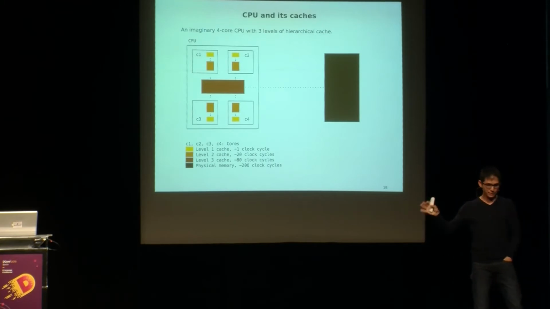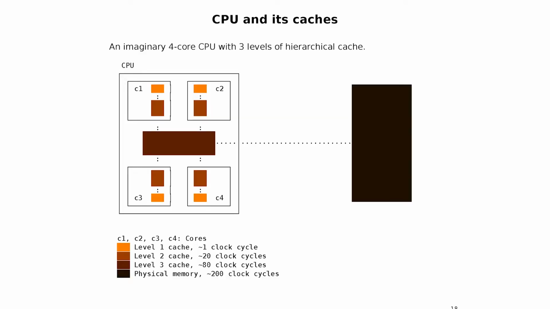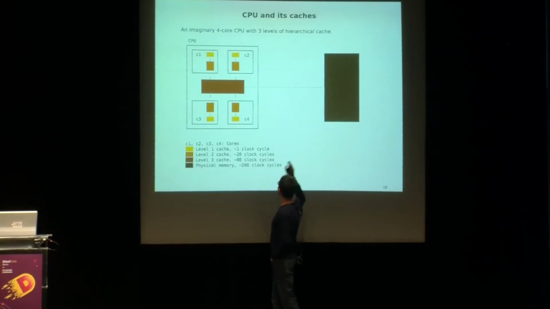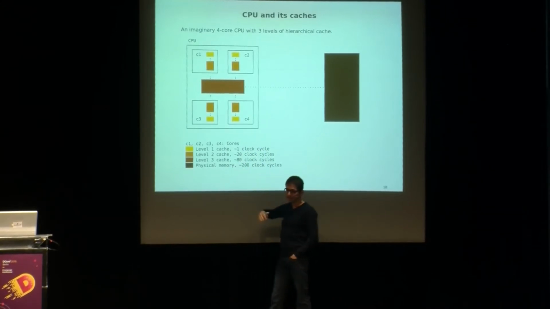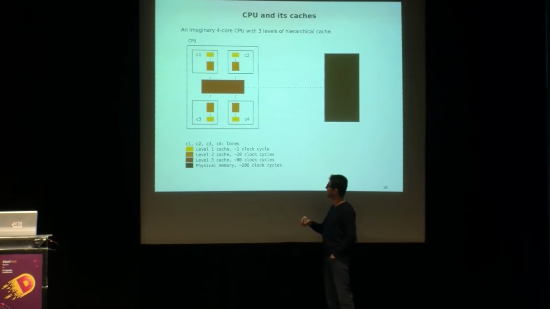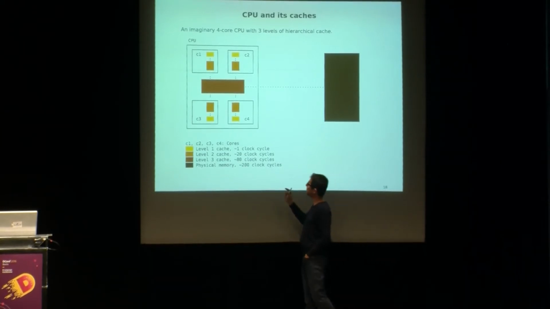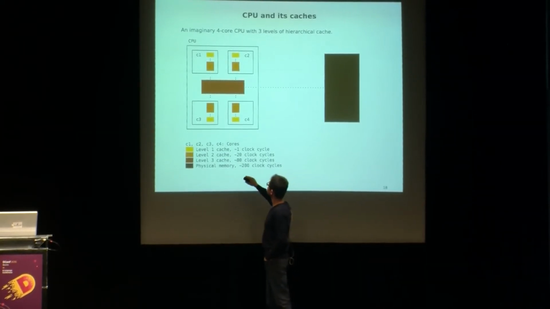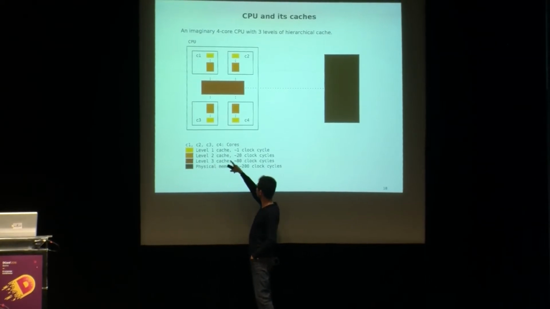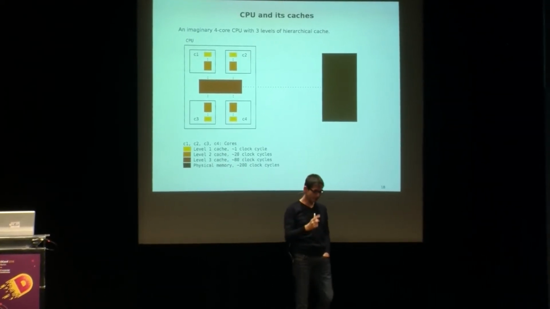Accessing the actual memory on the system is an extremely slow operation. These are some typical numbers, but they vary from CPU to CPU. Accessing the physical memory is about 200 clock cycles. Once something is pulled in and put into the level 3 cache, it comes down to 80 clock cycles latency. And then progressively it gets faster and faster, and the very small level 1 cache has just 1 clock cycle access to memory.